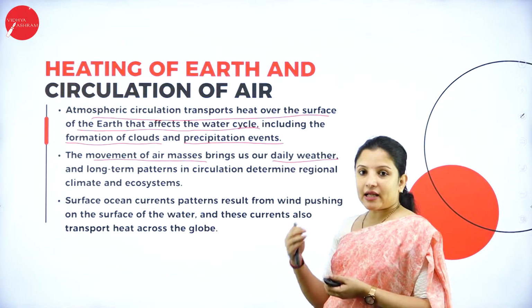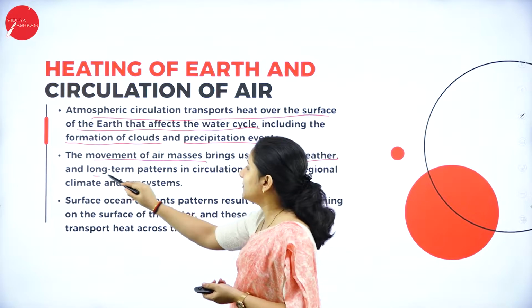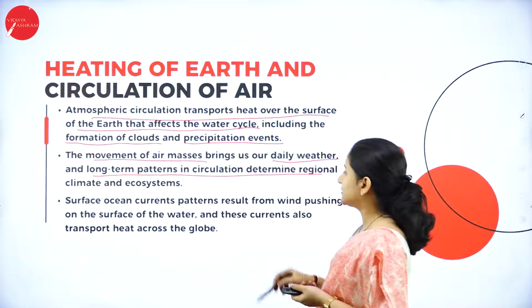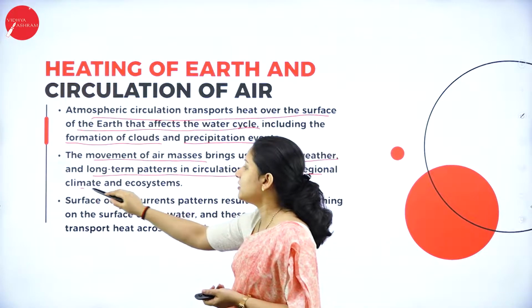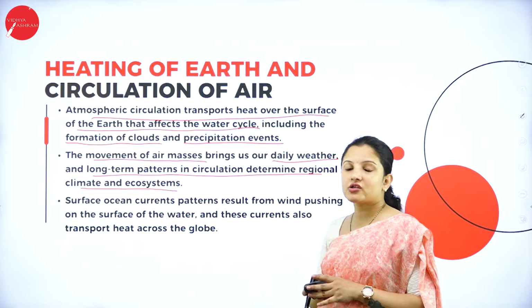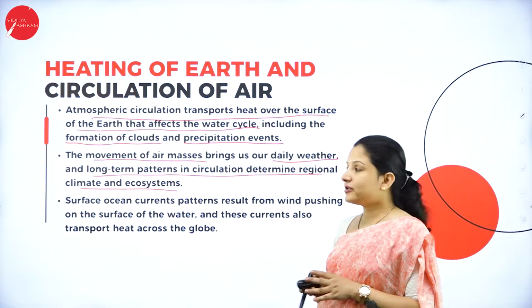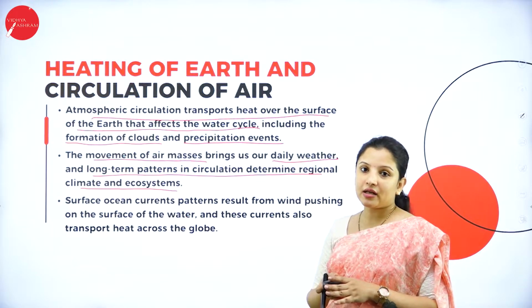It is the one that actually decides the weather, and also it decides the long-term pattern in circulation, and decides the regional climate and the ecosystem. So variation in the regional climate, variation in the climate of the ecosystem and the daily weather, all that depends on how the air moves.